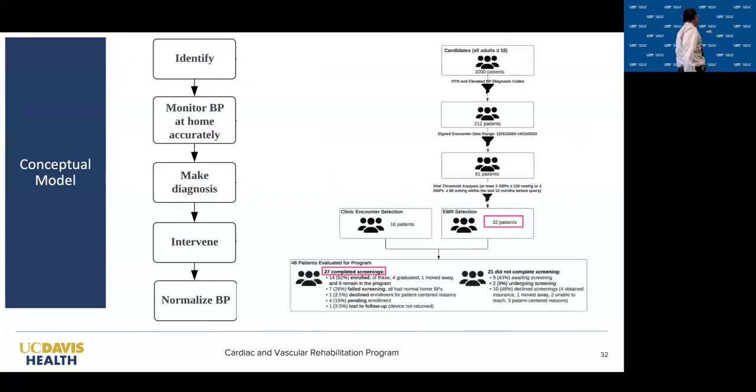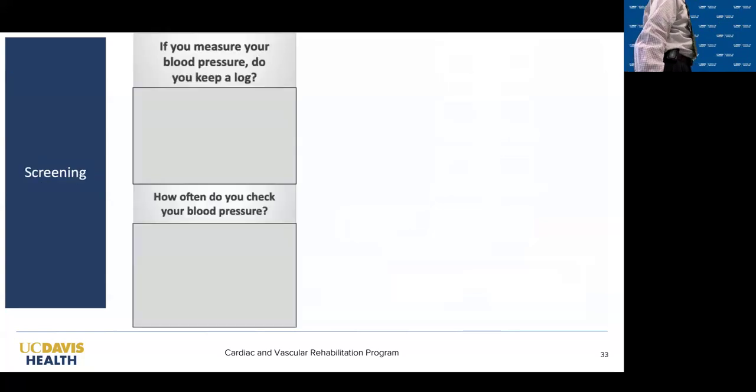We did a screen of 212 patients in this clinic. We came up with 61 patients who met the criteria, and we started working with 32 patients, and we have 27 patients who completed the screening already. This other group here is still in the process of being screened, being contacted and being enrolled.